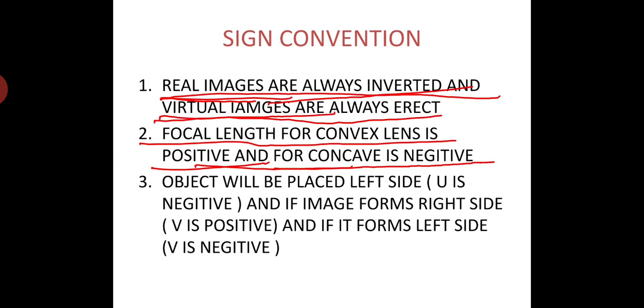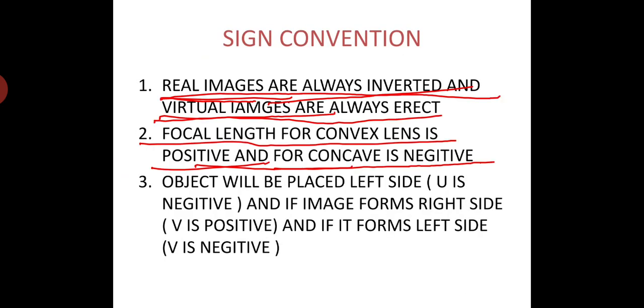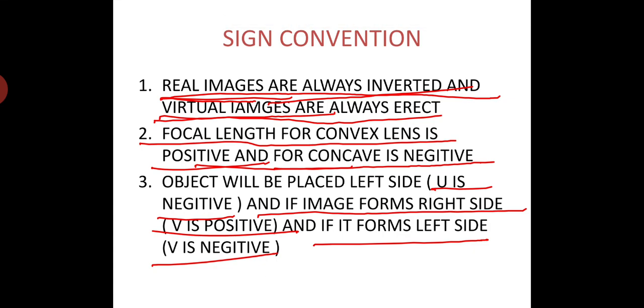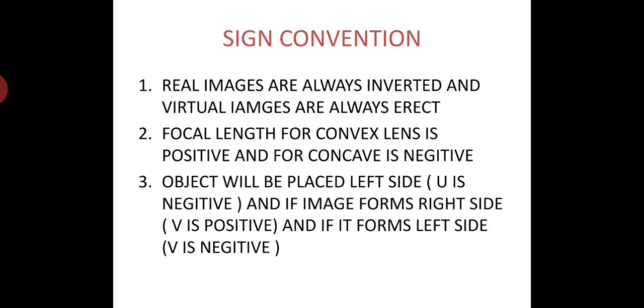The same thing I wrote here. Object will be placed left side, that is why u is always negative. Whereas if image forms on the right side, v is positive, that is real image means v is positive, and if image forms left side, then it is virtual image, and v is negative. So this is sign convention.